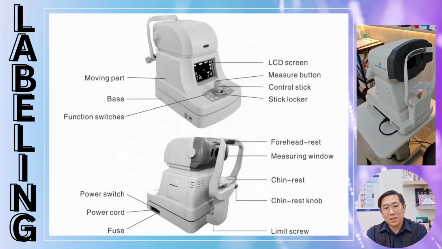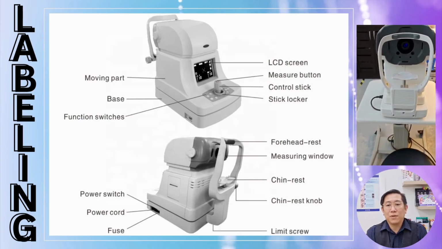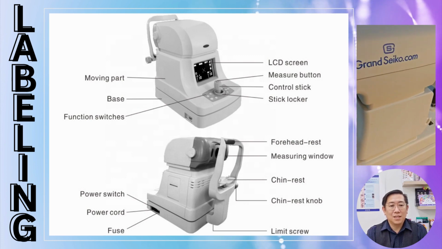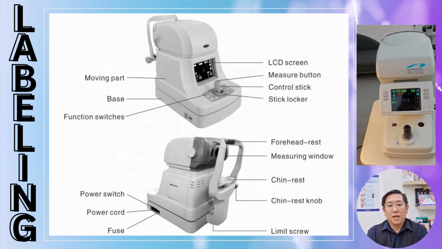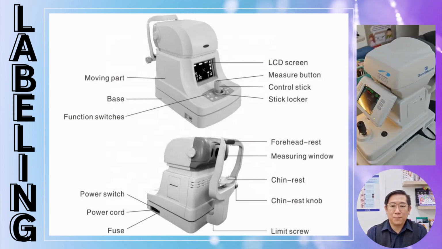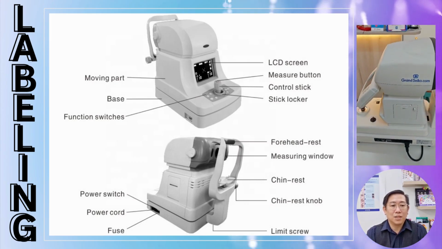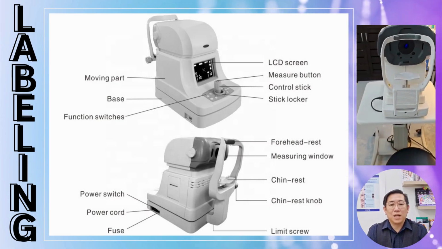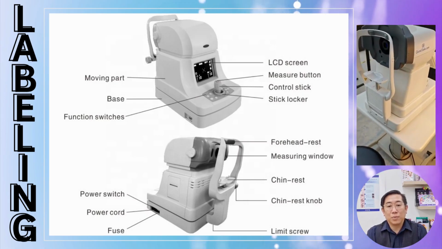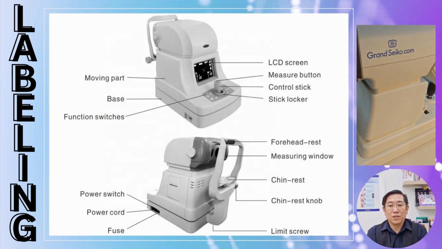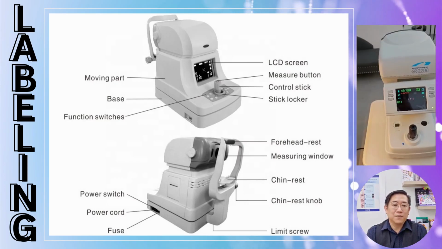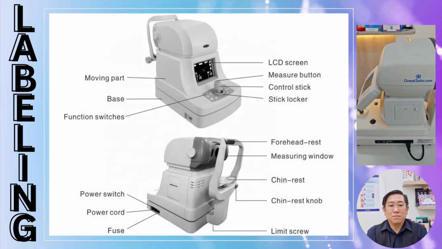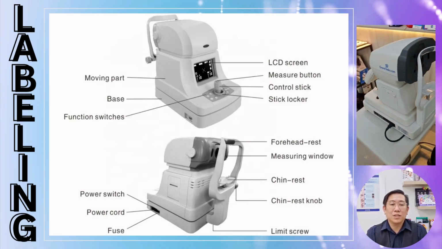This is the upper section that automatically adjusts to align with the patient's eyes for accurate measurement. Number two is the base, the foundation of the machine, housing internal electronics and keeping the unit stable on the table. The third one will be the function switches, located on the side, and this allows the operator to activate or change device settings. Number four is the LCD screen, displaying real-time data, measurement results, and the user interface.